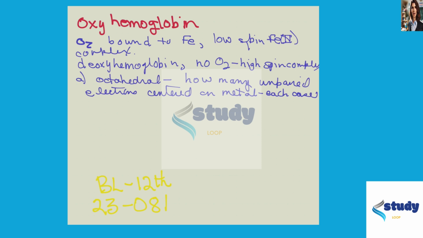The electron configuration of Fe2+ is as follows. The low spin complex has 0 unshared electrons. Let's take a look at this.